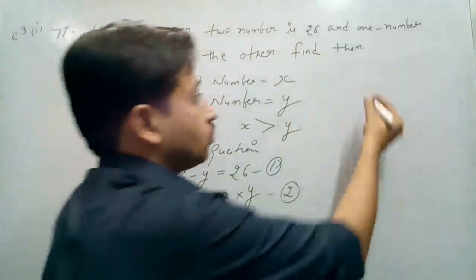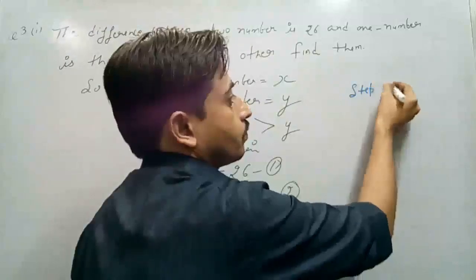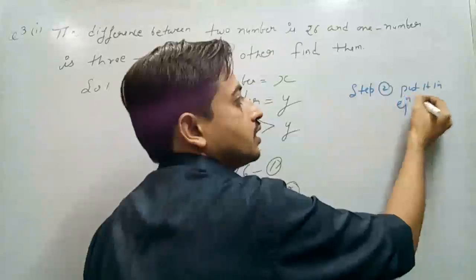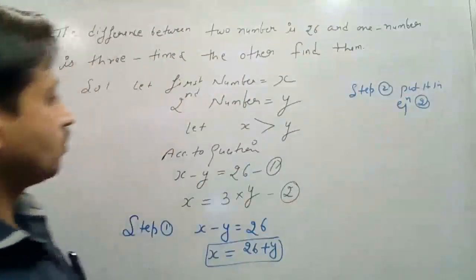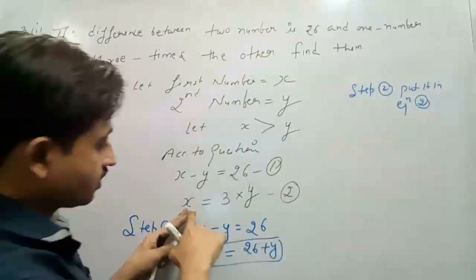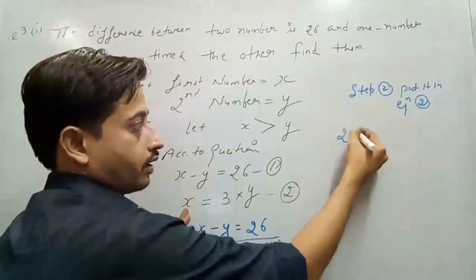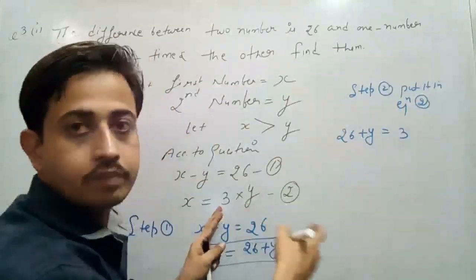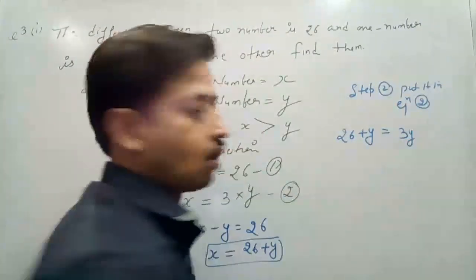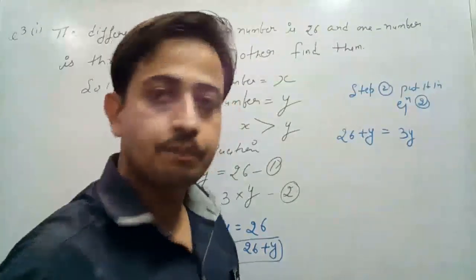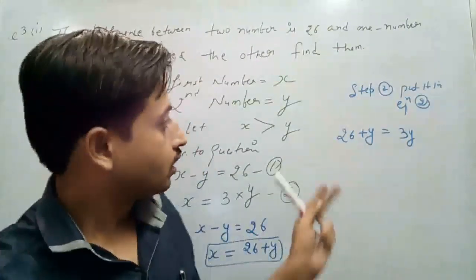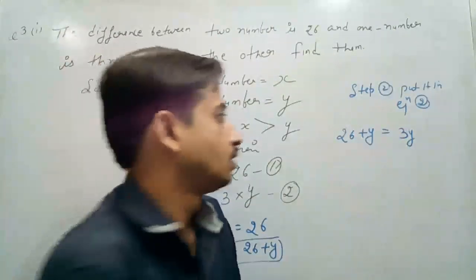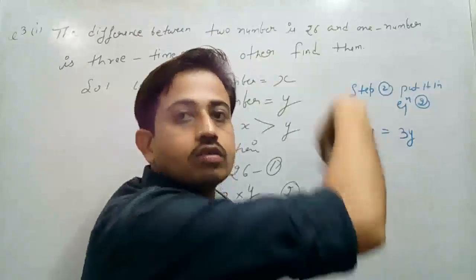What is step 2? Put it in equation 2. What is the second equation? The value of x is 26 plus y, which is equal to 3 into y, meaning 3y. Now solve it. We have to find the value of y, so we have to take it to one side. That's why I am going to take this y to the right hand side.